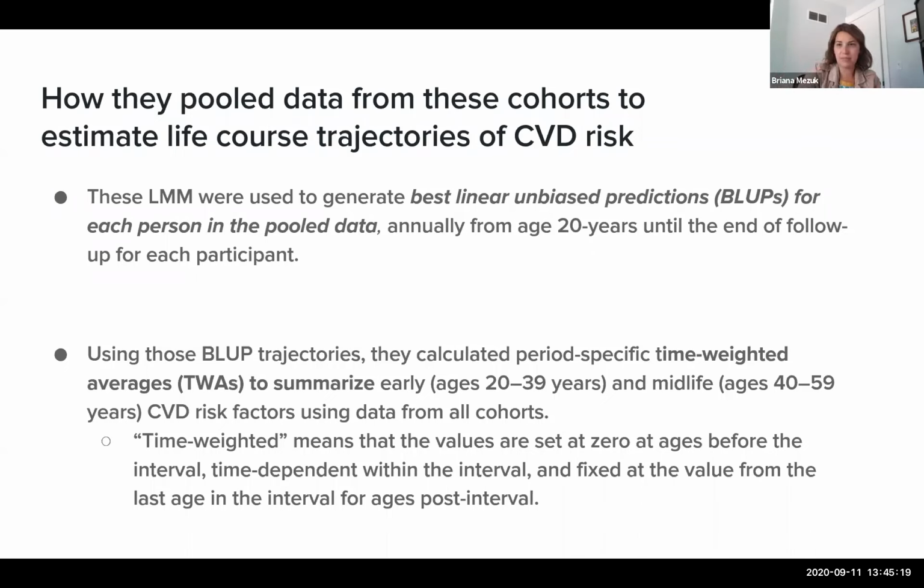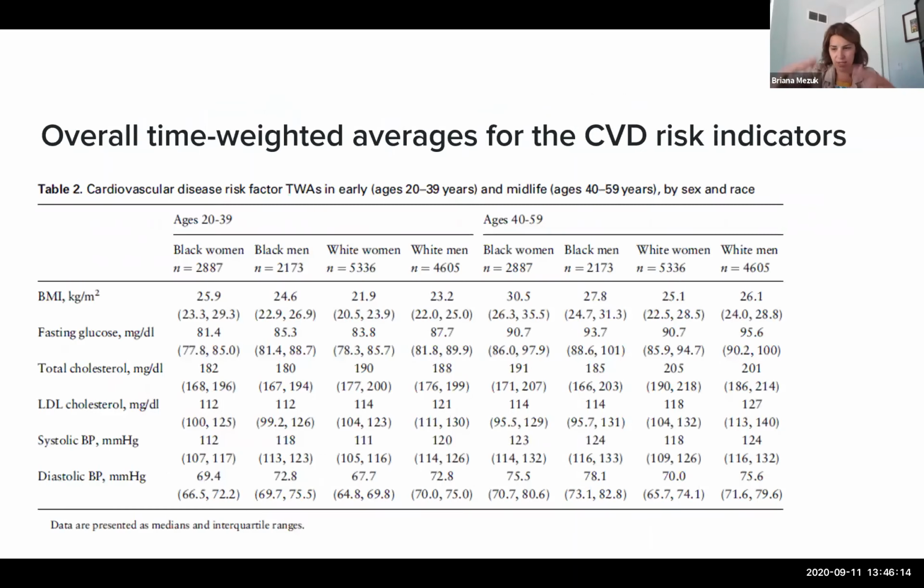So for an example, the time-weighted average for a person during the 40 to 59 age interval would be 0 at all their ages before 40. It's the average of their values from 40 to 45 at age 45, and then it's the average of the values from 46 to 50, right? So across these different points within the 40 to 59 age interval, and then it would just be fixed after age 50 at some value. None of this technical stuff is accidental; these are choices they made to impose some constraints on the data, because otherwise it was all gonna be like giant spaghetti plots that were kind of uninterpretable.